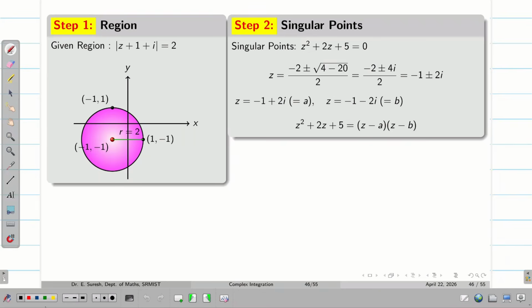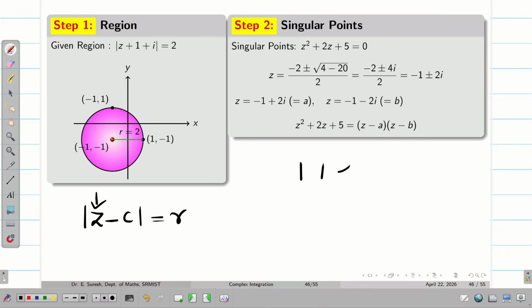Next we have to find the singular points. As we discussed in our earlier video, if my region is simply mod z equal to r, I can easily find whether my singular point lies inside the region or outside the region. But here in this problem, the region looks like modulus of z minus c is equal to some r. So better substitute the singular point in z.